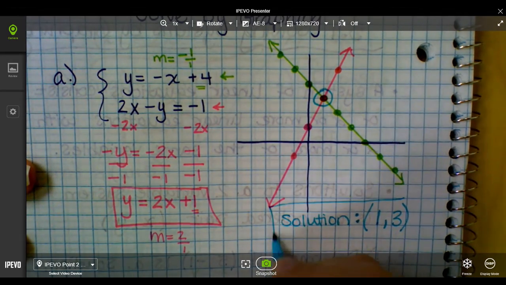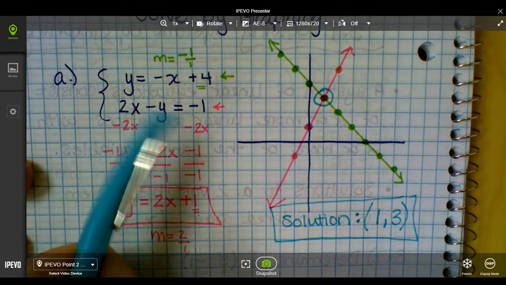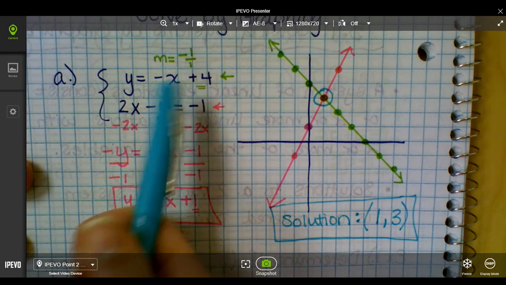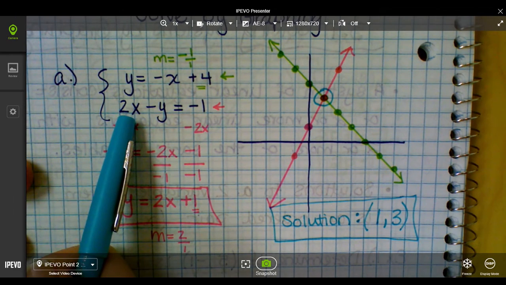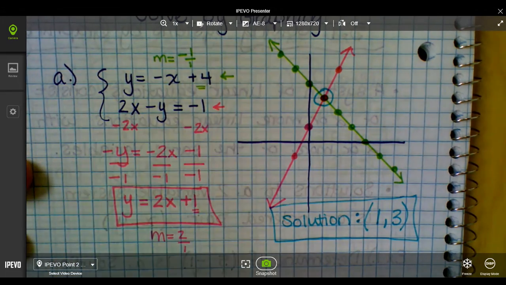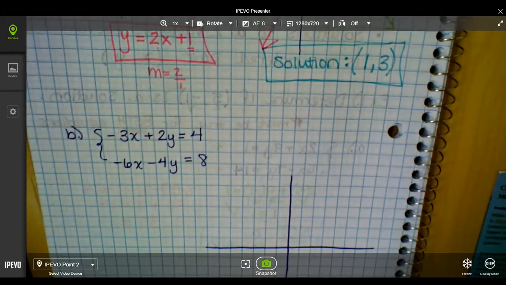And again, if you are ever unsure if you did that right, just plug them back in over here. So my y is 3, so -1 plus 4 is 3. 2 times 1 is 2. 2 minus 3 is -1. So you can always double check and make sure they're right there. Okay, moving on to the next problem.